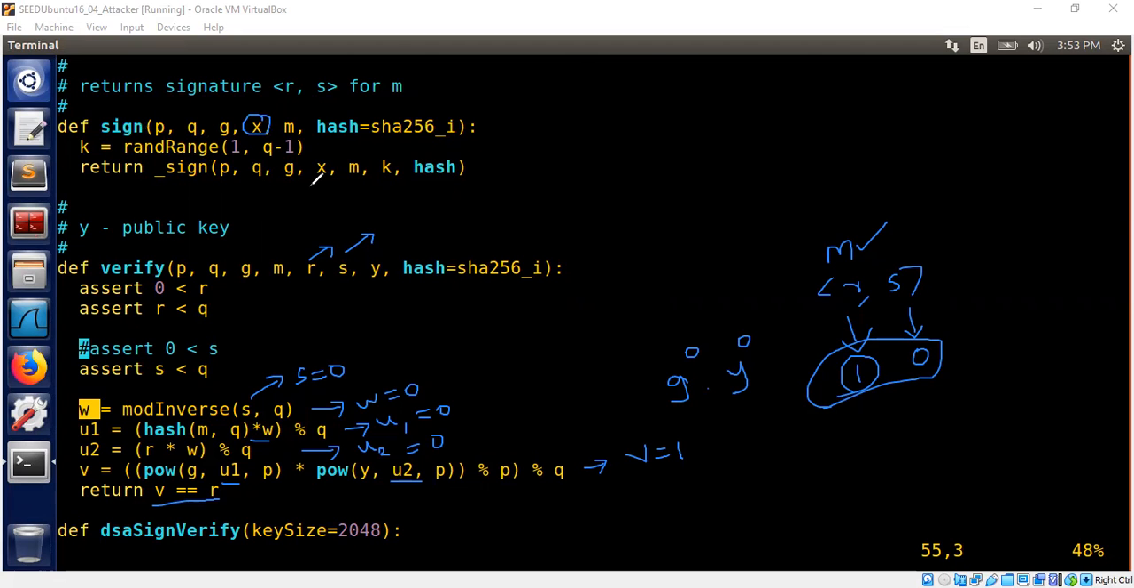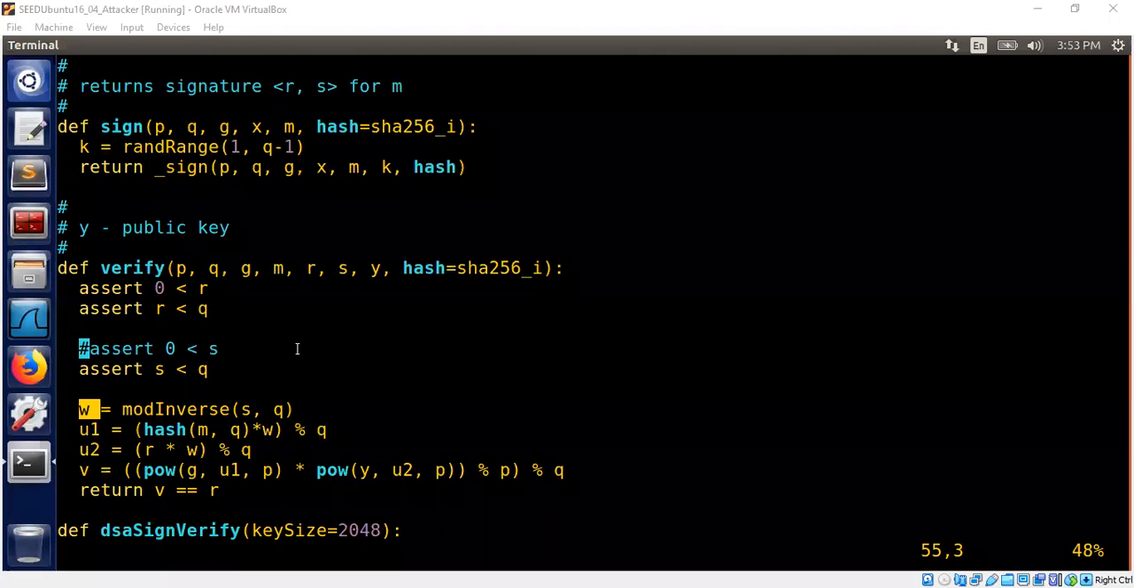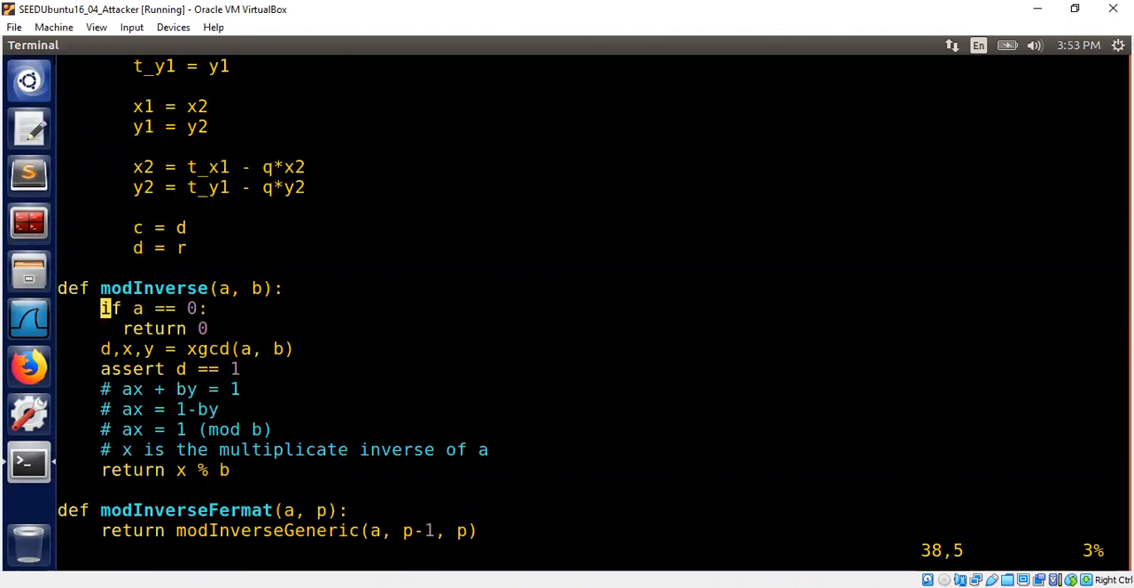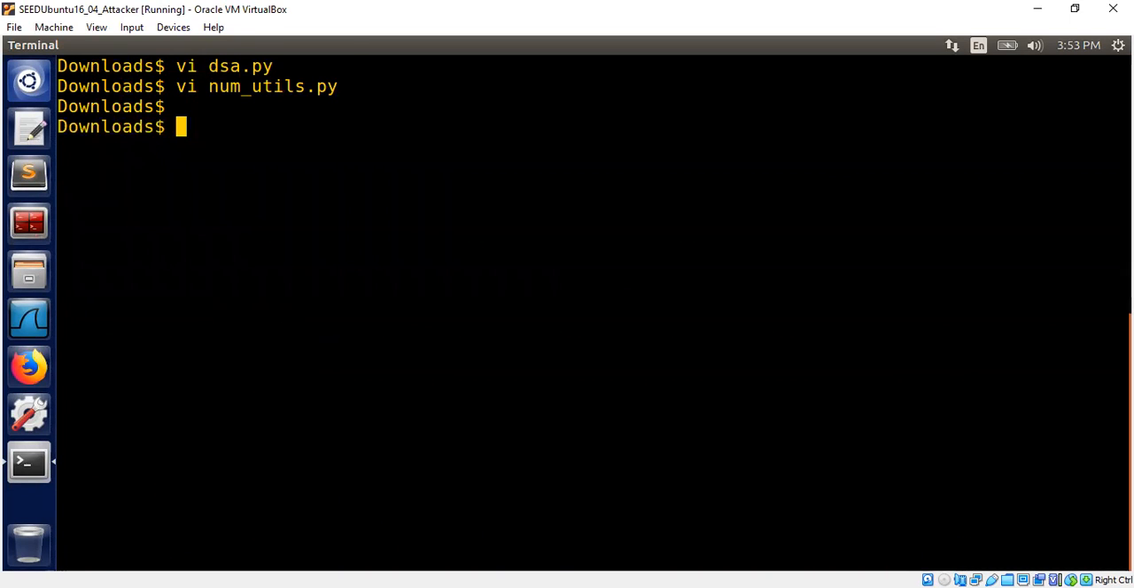Let me show you one more thing very quickly. I have introduced a bug in the mod inverse, similar to Java's bug. In the numutils implementation, I introduced a bug: if A is 0, return 0. This is a bug. Now I'm going to demonstrate how I can generate a digital signature without the private key.